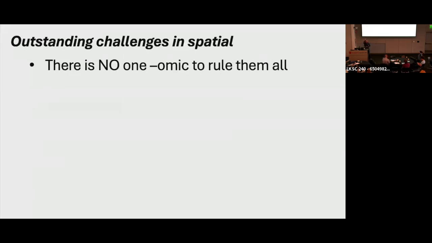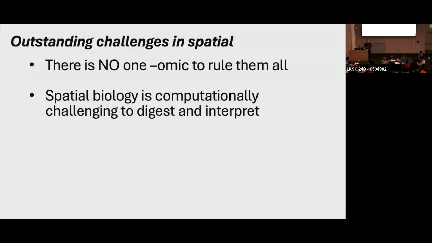In terms of outstanding challenges, Sizun went through a little bit of this with his Hitchhiker's Guide, but I just want to reiterate, I think the thing we tried to emphasize here is there is no one omics to rule them all. This is not Lord of the Omics, right? We're all using awesome tools and we're all asking similar questions in different ways, but we know that any one tool can't capture all the information.